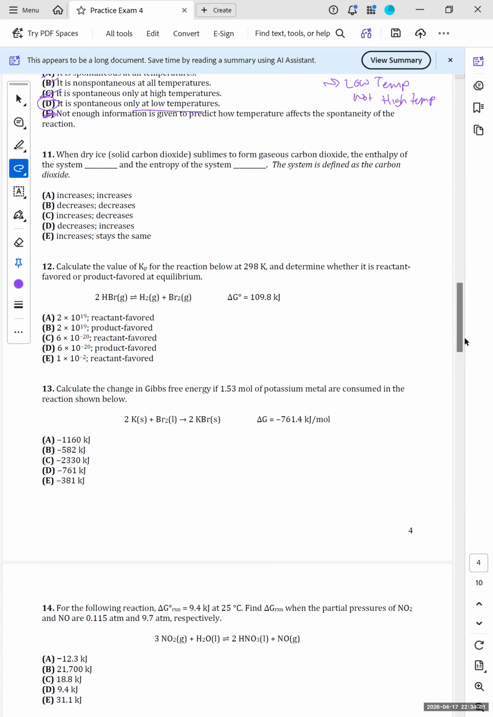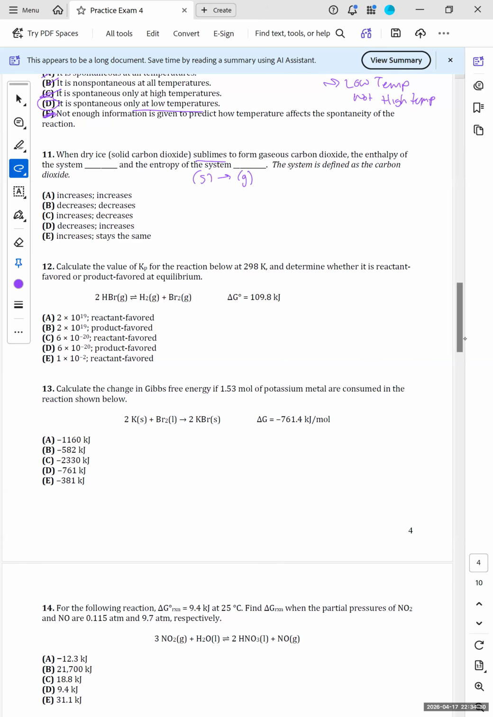Dry ice sublimes. So this is a key word to form gases. Right? The enthalpy of the system what, and the entropy of the system what? Okay. All right. So remember what sublimation is? This was, I think, on a test prior, but that means that we're going from a solid to a gas.